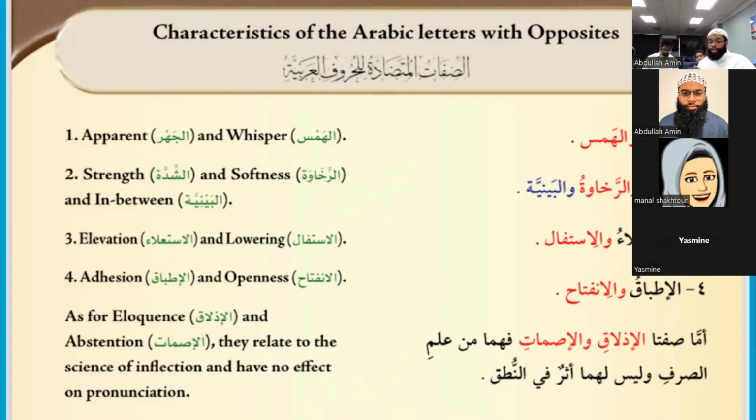category or consideration is whether or not the sound or breath is blocked at the articulation point. If it's totally blocked, it's a strength letter, shidda. If it's partially blocked, it's an in-between letter. If it's not blocked at all, it flows, it is a softness or a khawa letter.